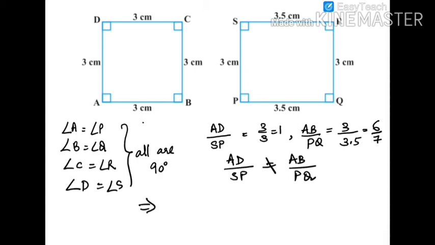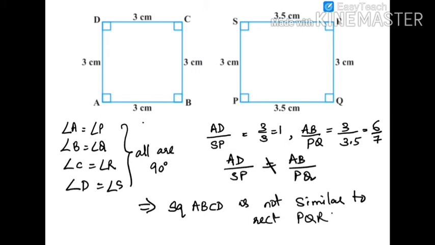So this implies that square ABCD is not similar to rectangle PQRS, because a square and rectangle do not have the same shape, and that is why their corresponding sides are not proportional. With this we can conclude that both conditions are necessary for two figures to be similar.